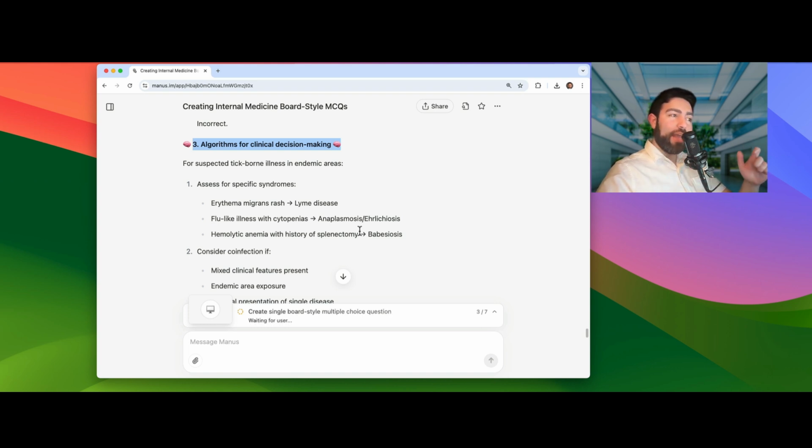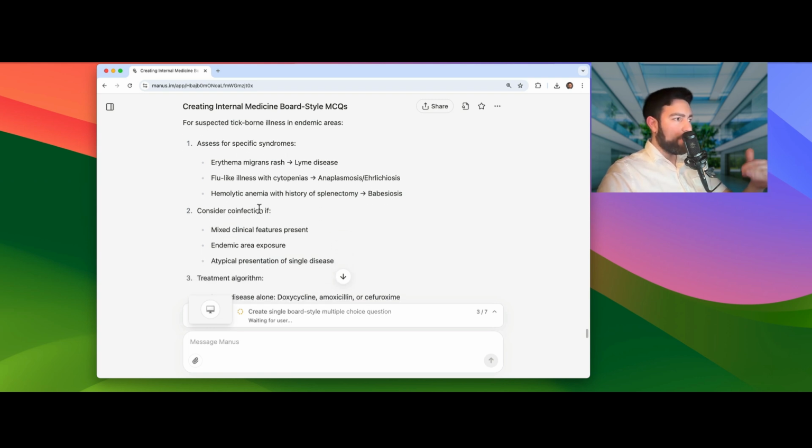But again, another way you can distinguish between these different types of tick-borne illnesses is to think about which ones affect the white blood cell lineage, like the neutrophils in this case, versus which ones affect the red blood cells. For babesiosis, if you remember, you would find the Maltese cross and the intra-erythrocytic inclusions, right? So they would be in the red blood cells. Anyway, going back to this, consider co-infection.